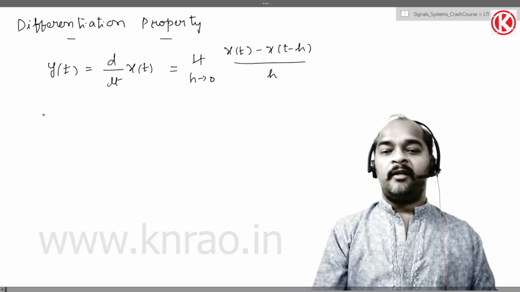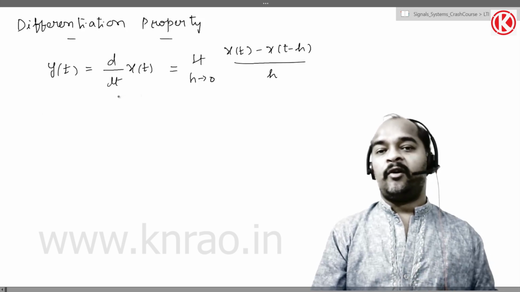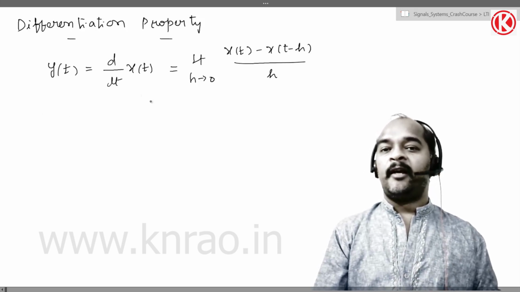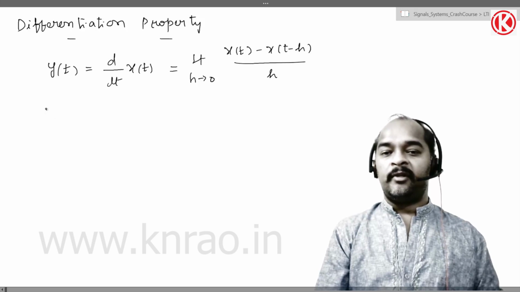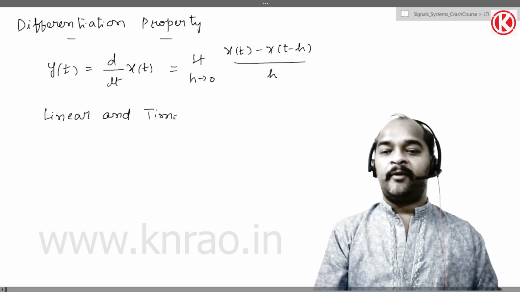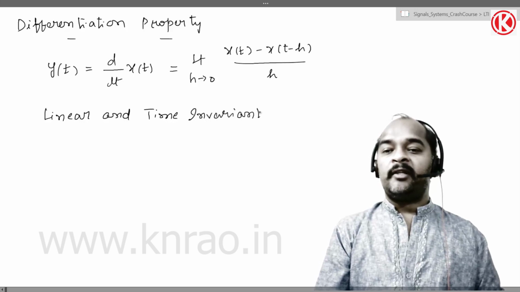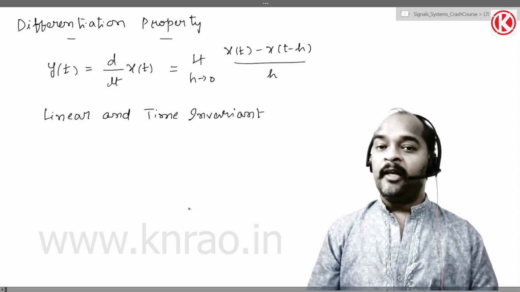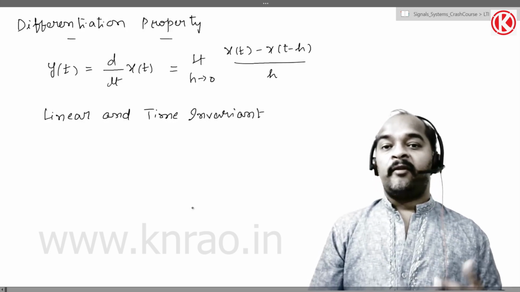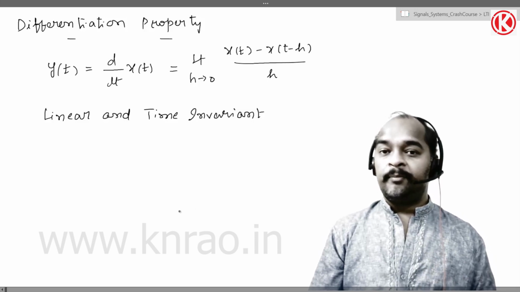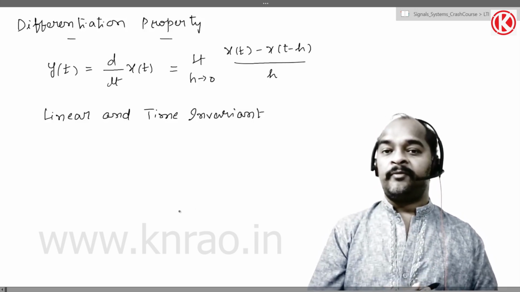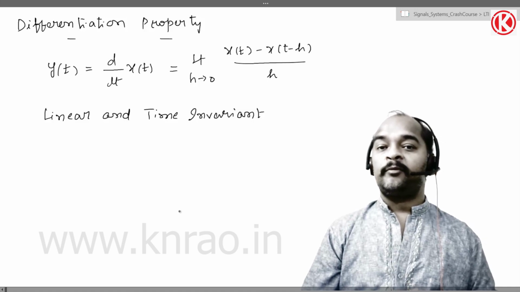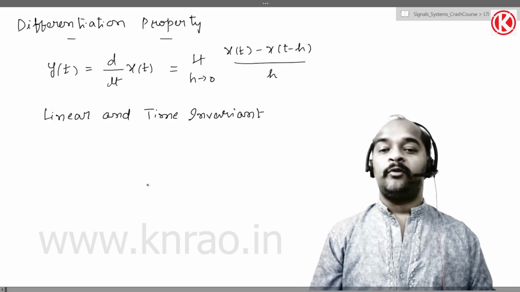But we can easily prove that the differentiation operation is linear and time invariant. So this is linear and time invariant. Hence, because it is linear and time invariant, an LTI system implies we should have an impulse response, and the output of an LTI system should be a convolution operation.